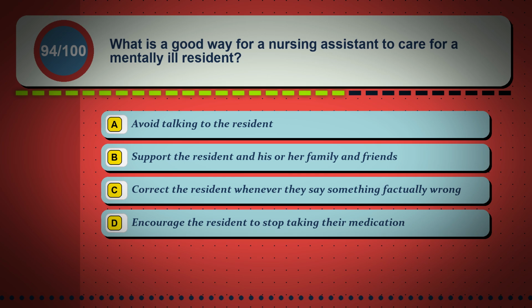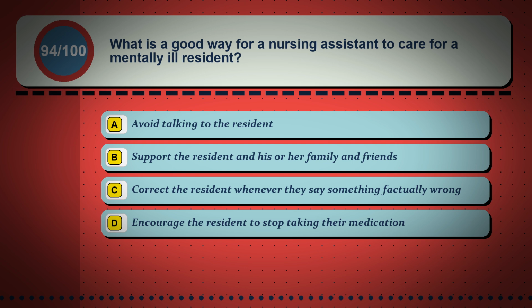Question 94. What is a good way for a nursing assistant to care for a mentally ill resident? Option A, avoid talking to the resident. Option B, support the resident and his or her family and friends. Option C, correct the resident whenever they say something factually wrong. Option D, encourage the resident to stop taking their medication.